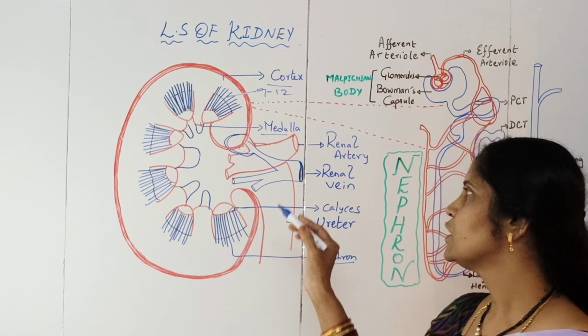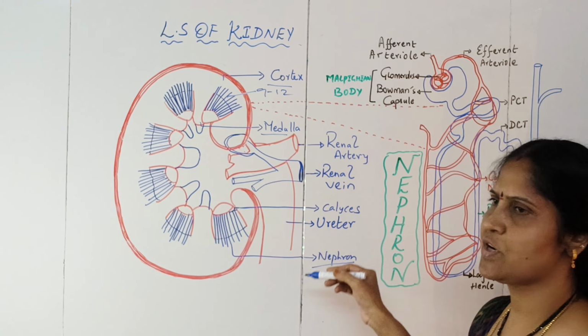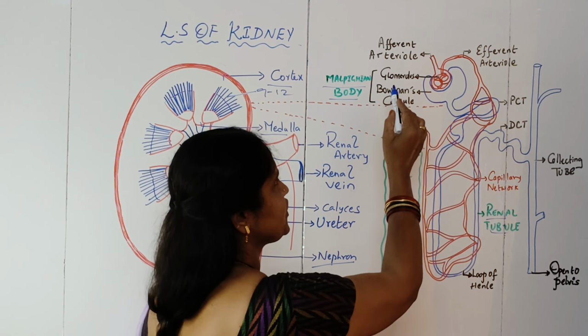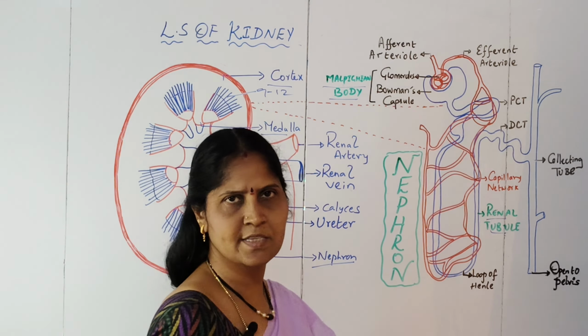Okay, in detail. So when we talk about the structure of the nephron, the nephron basically will have two important parts. One is called the Malpighian body, the other one is called the renal tubule. The Malpighian body is also called the Malpighian capsule. So what is this Malpighian body made up of? It is made up of two important structures, the glomerulus and the Bowman's capsule.